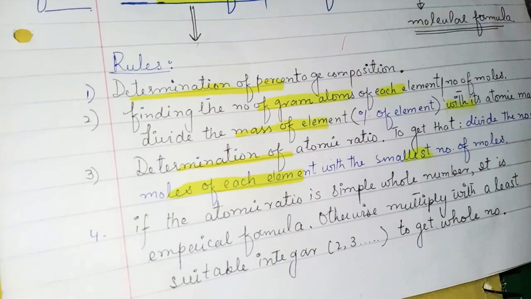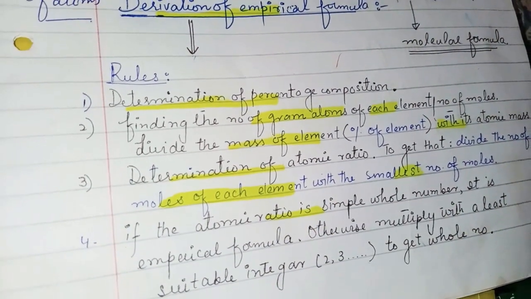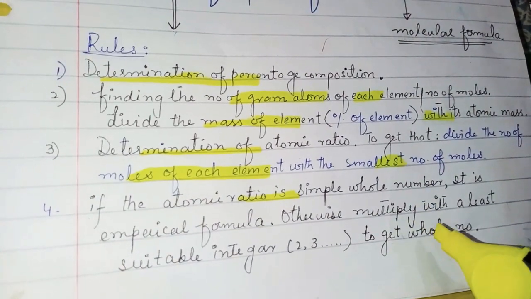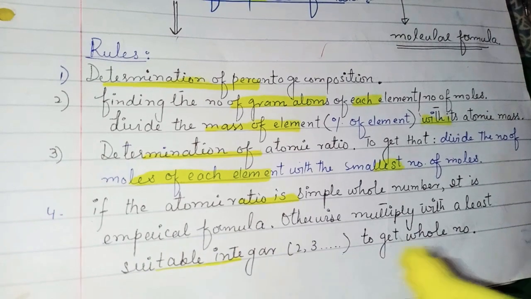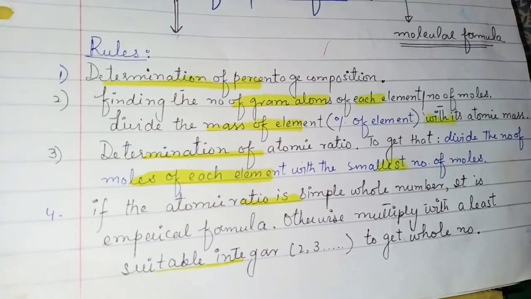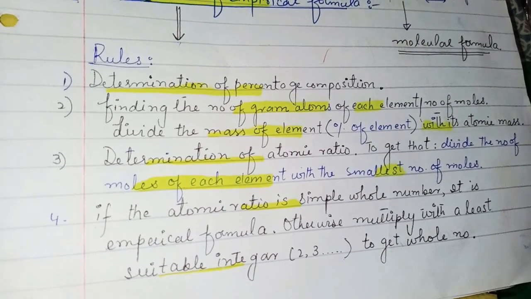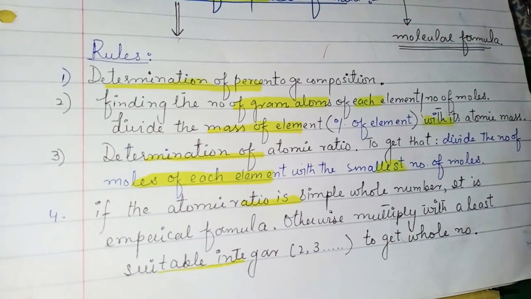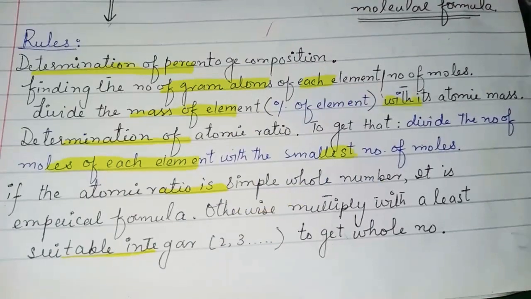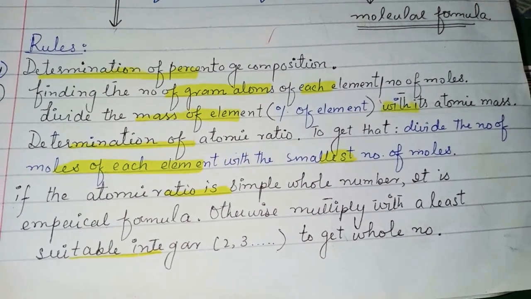So kids, the next step is, if the atomic ratio is simple, it's the empirical formula. Otherwise, you have to multiply with the least suitable integer. It can be 2, it can be 3, to get the whole number. So: determination of percentage composition, finding the number of gram atoms or moles, and then atomic ratio, and then to simplify the atomic ratio if it is not a simple whole number. Here you can see all the rules which I have written for you, so have a look.